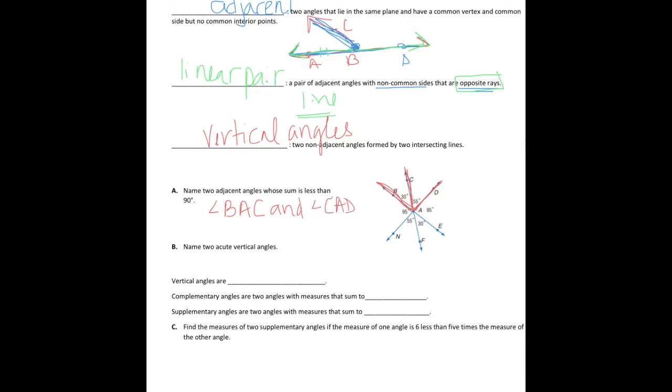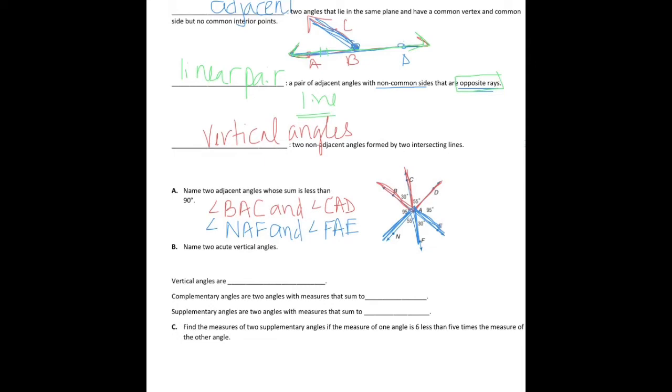CAD. But I also see that I've got another pair of adjacent angles whose sum is less than 180, or sorry, less than 90. Angles NAF and angles FAE.